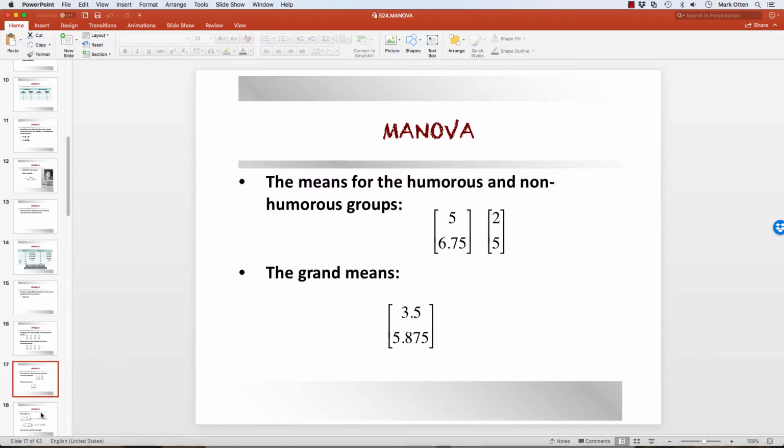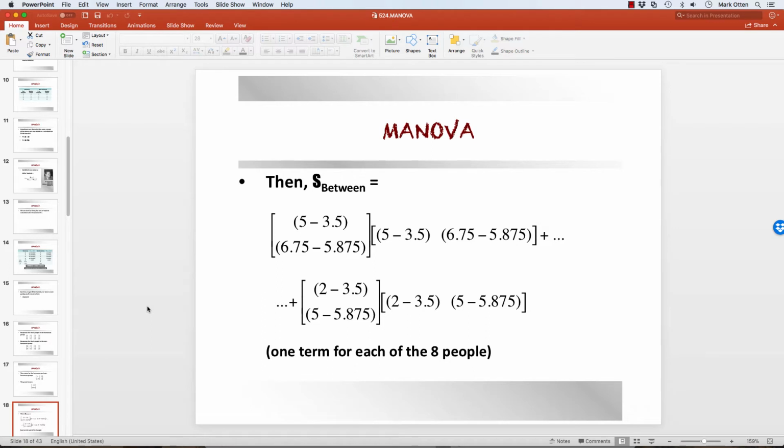All right, so moving forward into the sum of squares between calculations. Now this is just the same theory as what constitutes an ANOVA sum of squares for between. It goes with the MANOVA sum of squares for between.